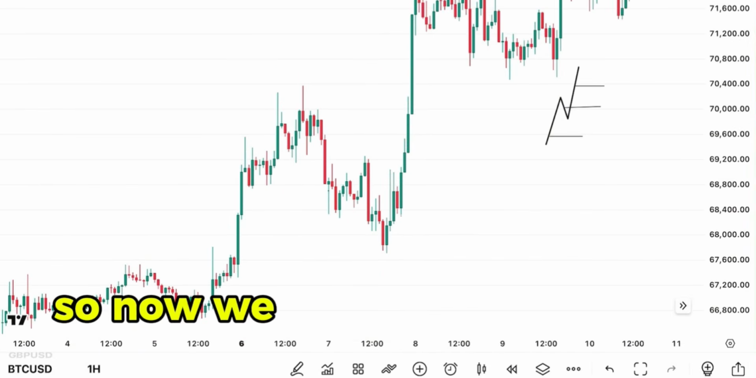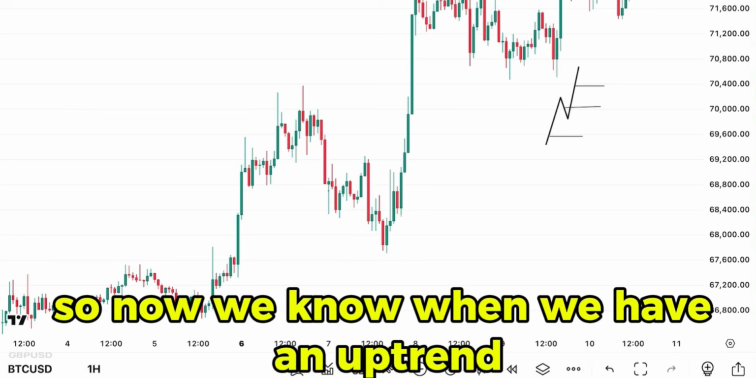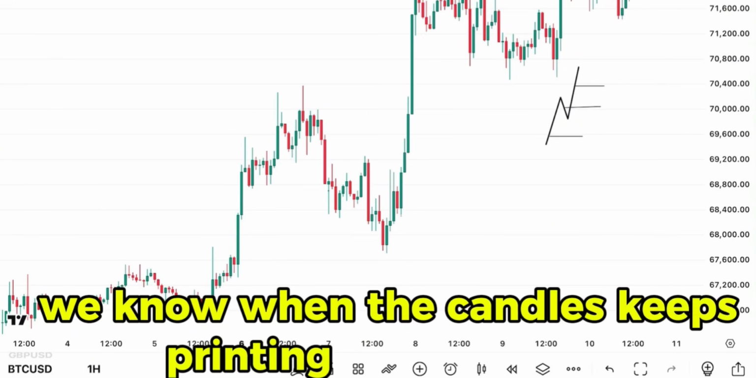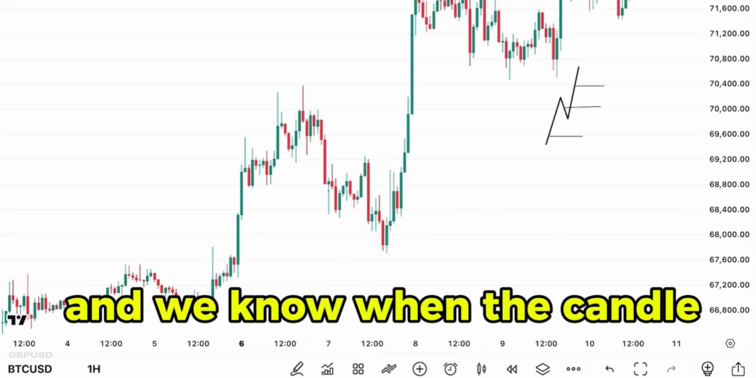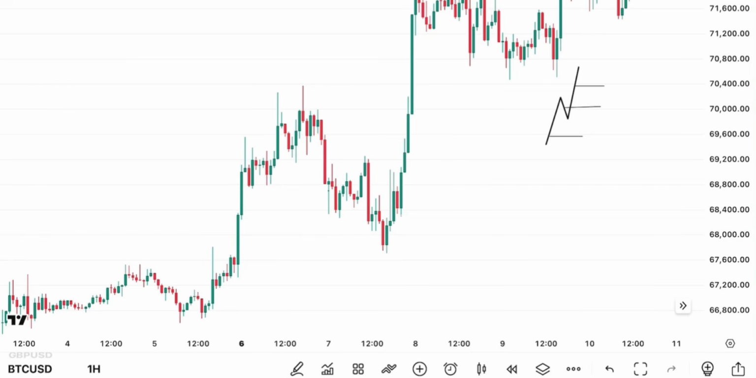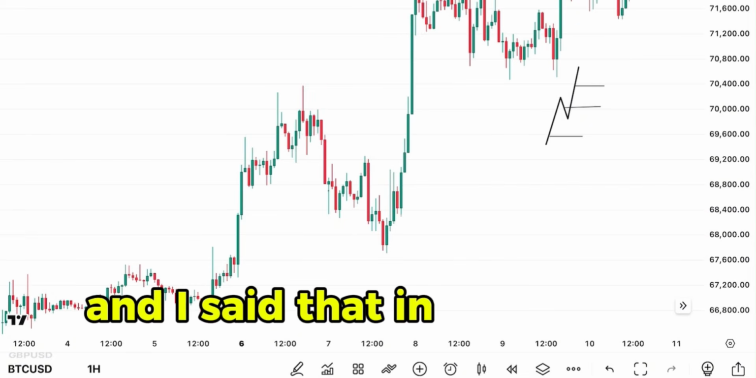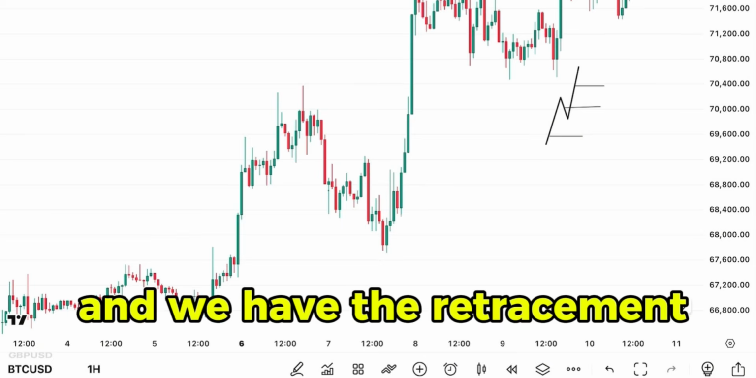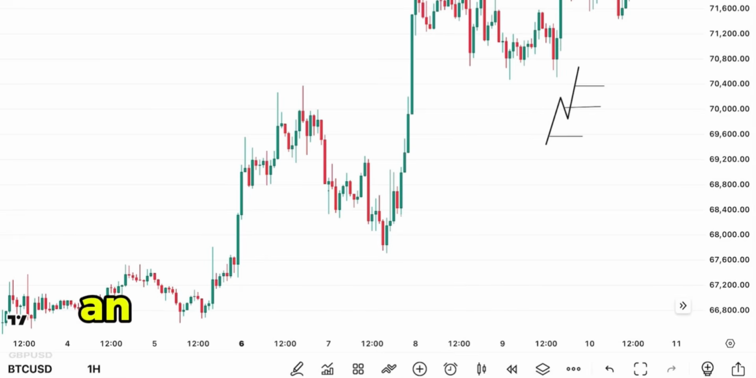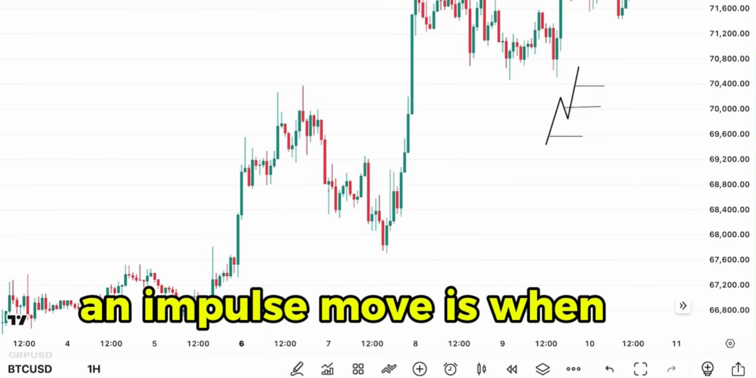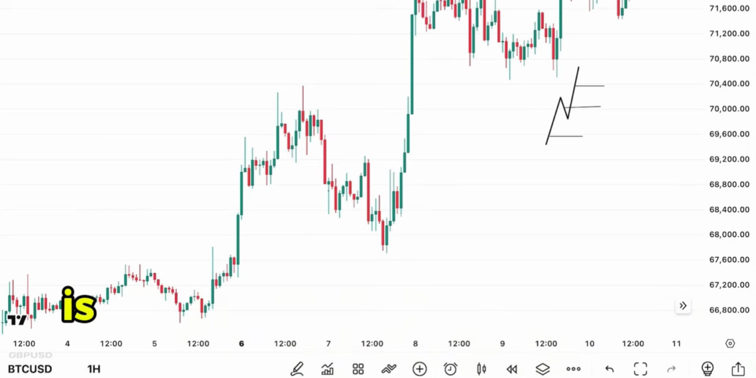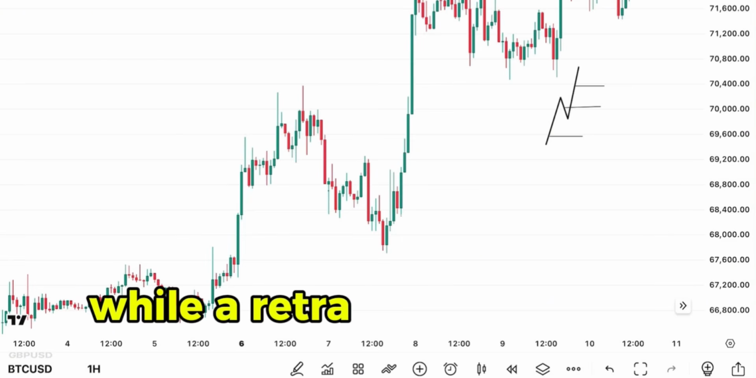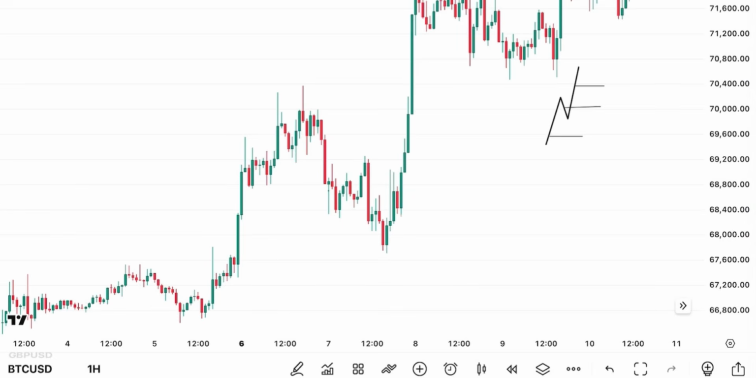So now we know when we have an uptrend and we know when we have a downtrend. We know when the candles keep printing a series of lows, and we know when the candles keep printing a series of highs. And I said that in this kind of situation, we have the impulse move and we have the retracement move. An impulse move is when the move to the upside is greater than the move to the downside, while a retracement is just a pause.